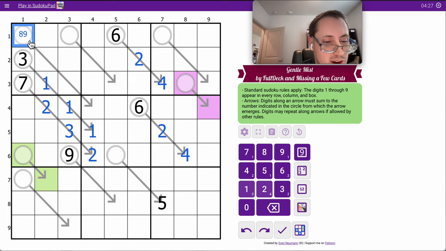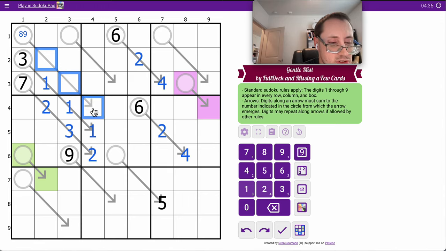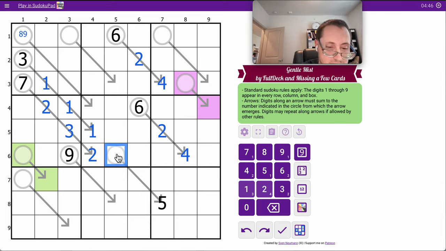Well, it could be 1, 2, 5. But then this would have to be a 5, and then one of those would have to be a 1, and that doesn't work either. So, at least 2 of those digits must be the same. I don't know which ones yet. Now, this cell is at least 5, so that's at least a 1, which it can't be, because this would be a 6, which it can't be.